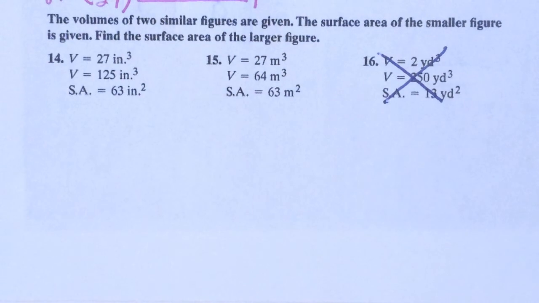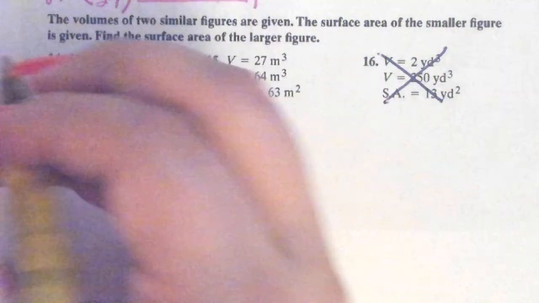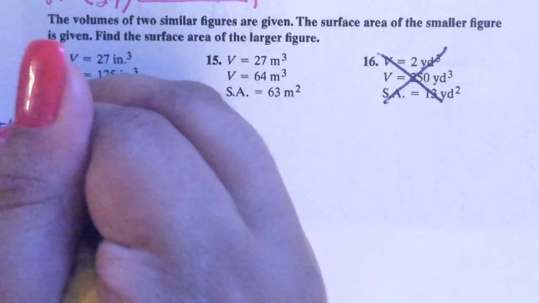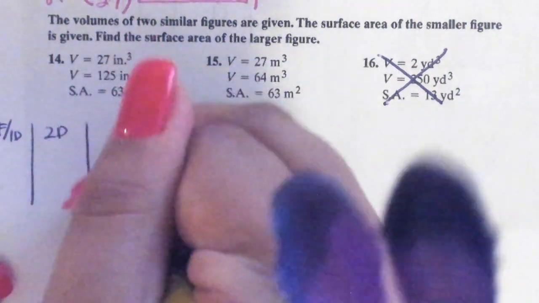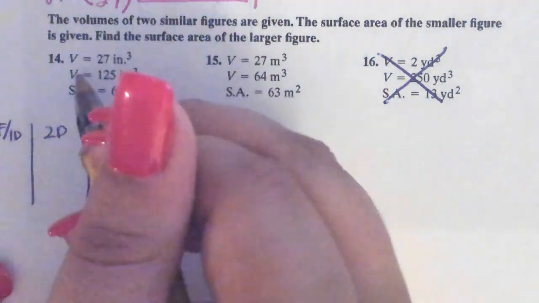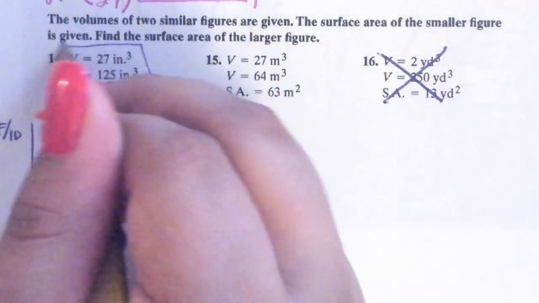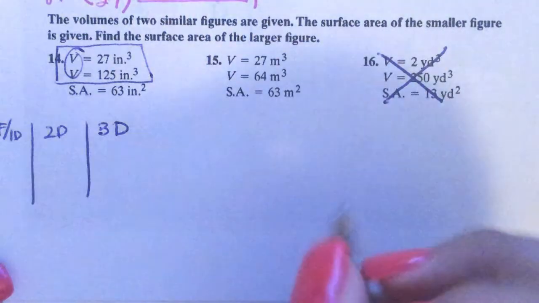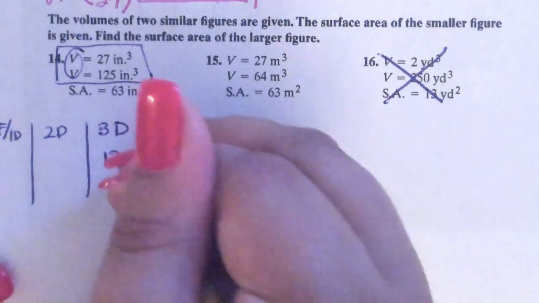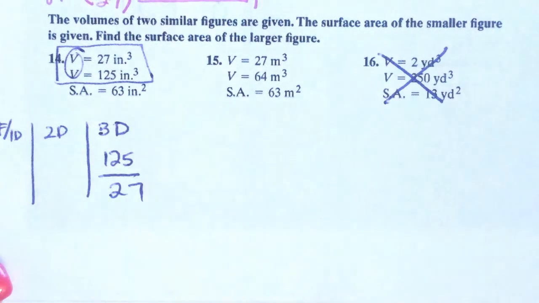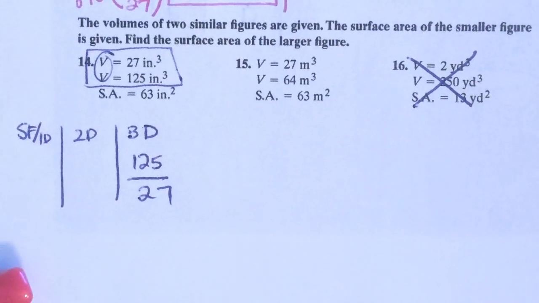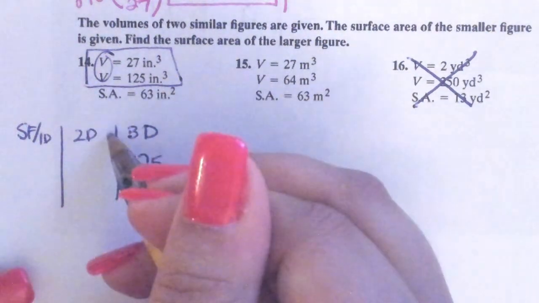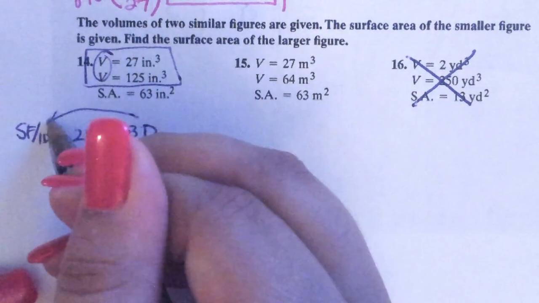Again, you don't have to write this one down, but you can. If I have scale factor and 1D, 2D, and 3D, what column do these go in? 3D, because it's volume. Okay. What do I do from here? Can I go straight to 2D? No, I have to cube root it.